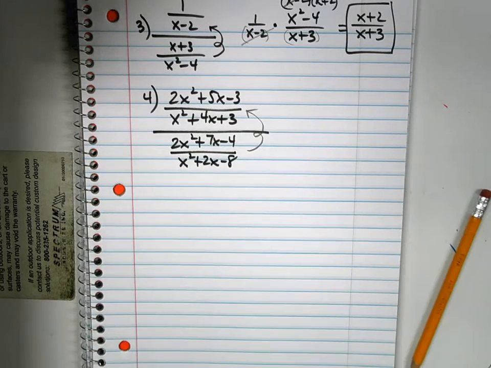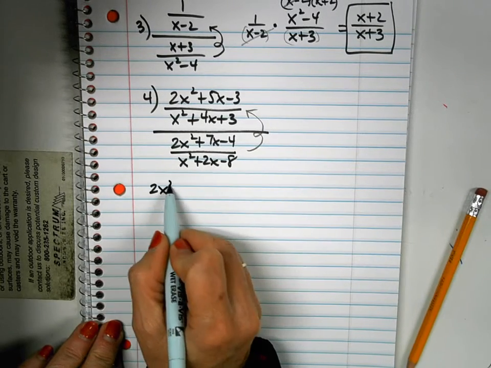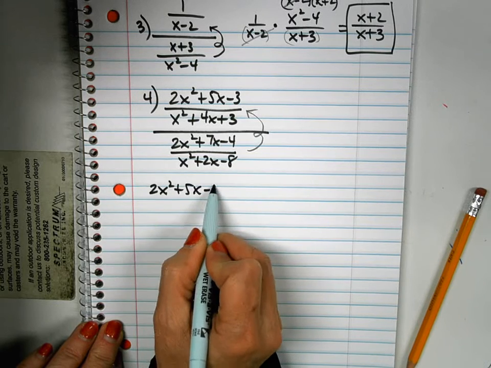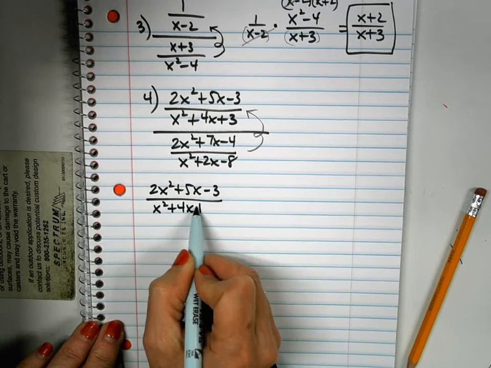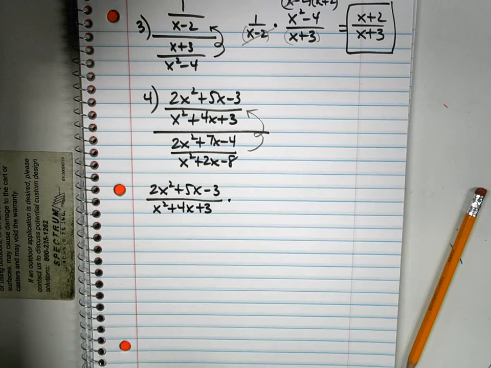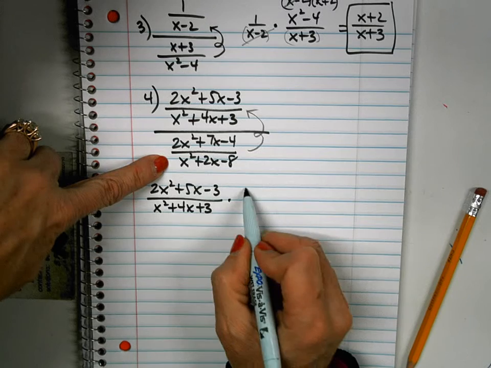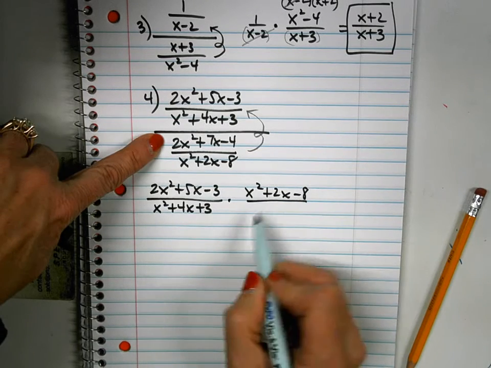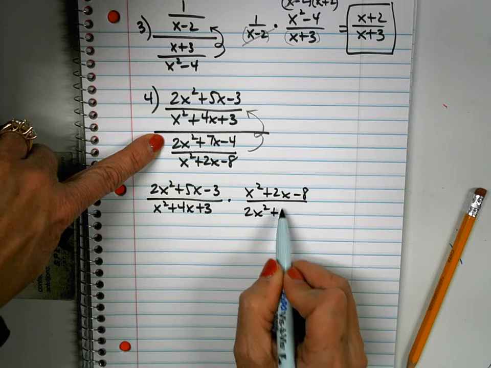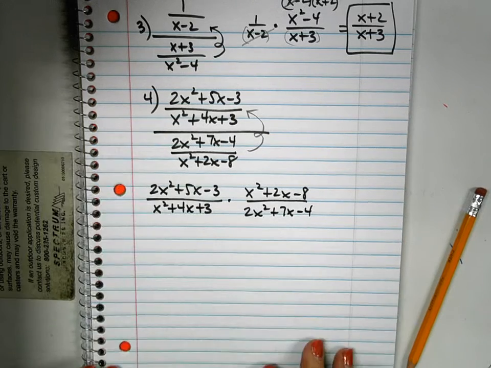Okay, so I'm going to rewrite it down here. The 2x squared plus 5x minus 3 over x squared plus 4x plus 3 will stay the same, and change it to multiplication, and then flip this one over. So x squared plus 2x minus 8 goes on top, and 2x squared plus 7x minus 4 goes on the bottom.